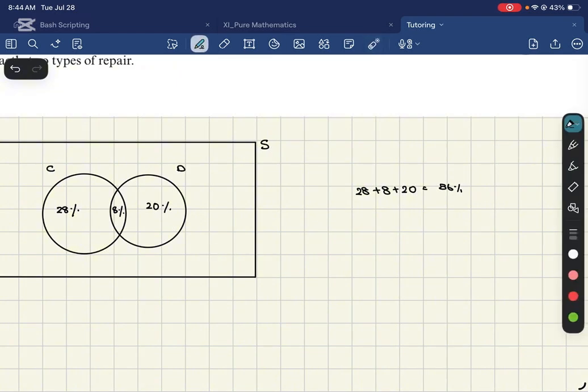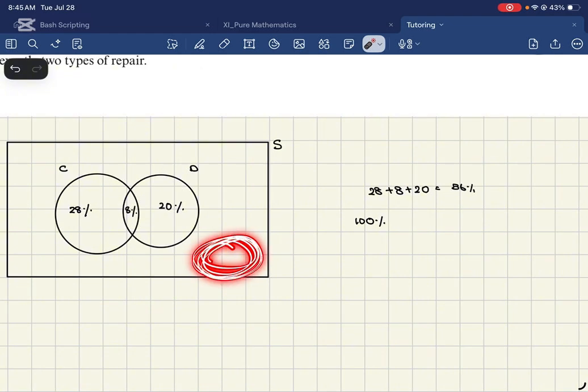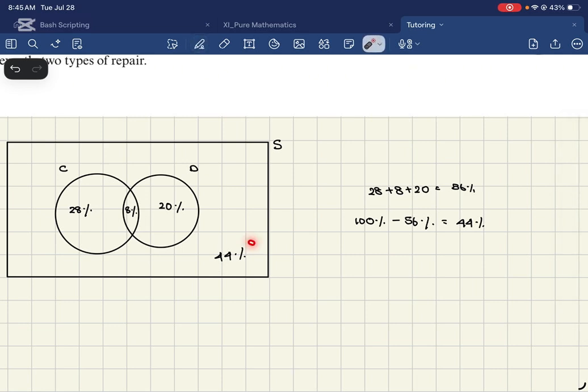But now I know that the total should be 100%. So the solution is not 56. When I add the percentage of people who have neither a cat nor a dog, I should get 100%. So I need to do 100% minus 56%. That gives me 44%. If you do 28 plus 8 plus 20 plus 44, you get 100%. So 44% of the people own neither a cat nor a dog. Sorry about that, so your solution is 44%, not 56.